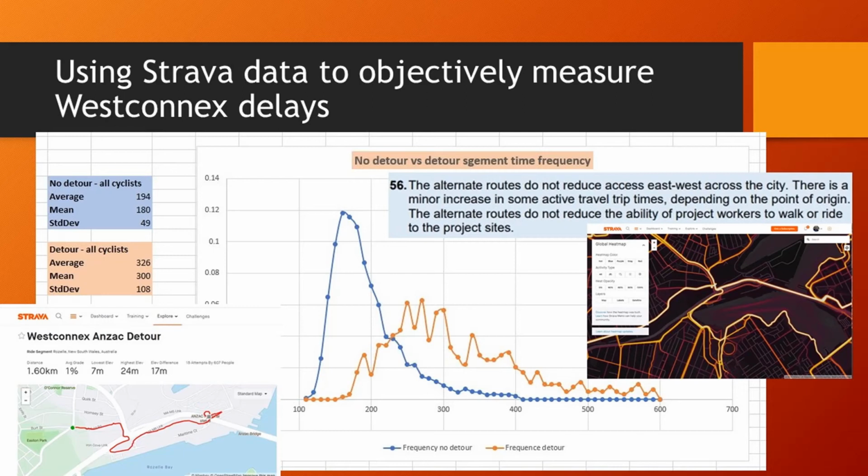This is a follow-up to a video that I did on using Strava data to measure the delays caused by Westconnex detours. There are problems with using Strava data for this sort of thing, so I want to show how I would do this in an ideal world. To understand this video, you really need to watch the previous one first.